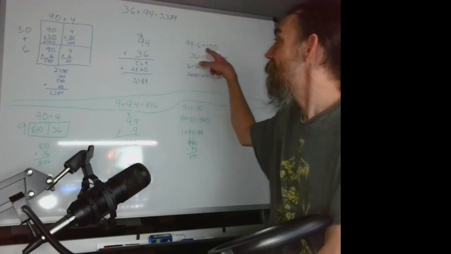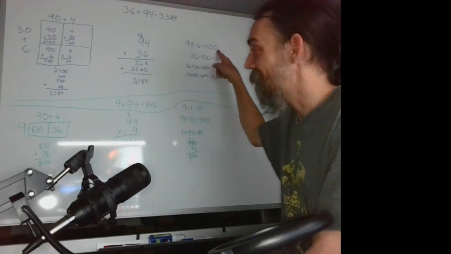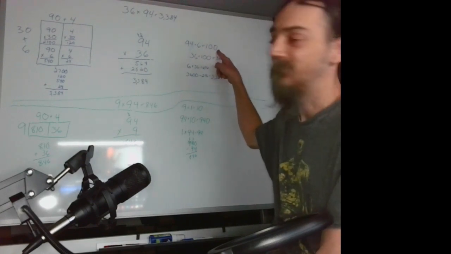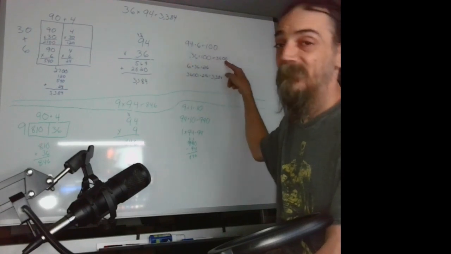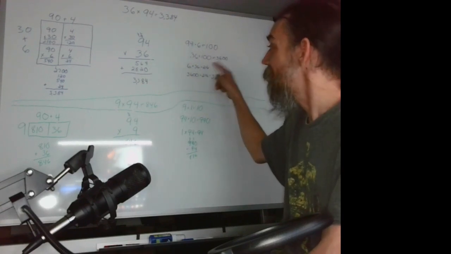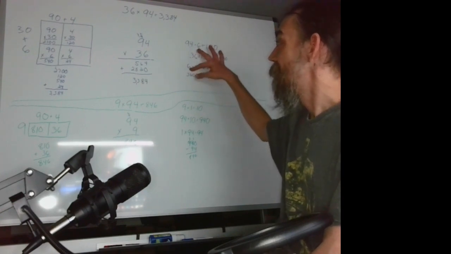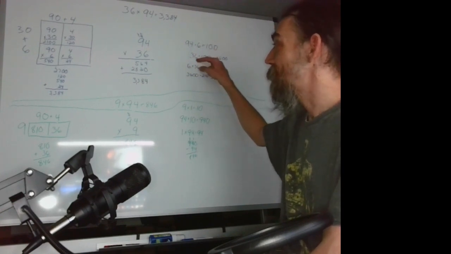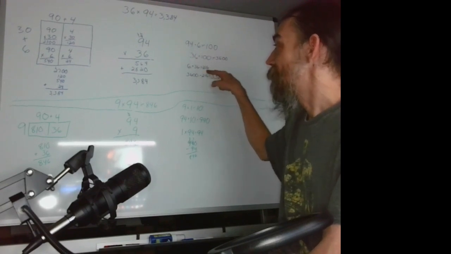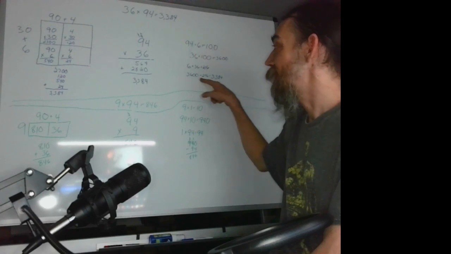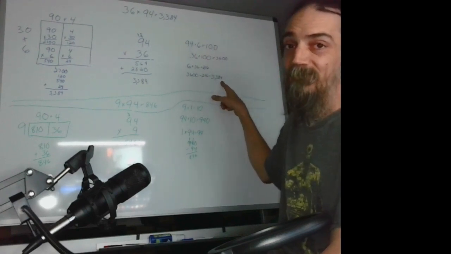In my head, I know that 94 is close to 100. If I add 6, I get 100. 100, 10, 1,000, those are easy numbers to multiply. I take 36 times 100. All I got to do is add the 2 zeros to it, 3,600. And then I take the 6 that I added here, multiply it by 36, because I added 6 extra 36s, 216. And I subtract that from my 3,600 and get 3,384.